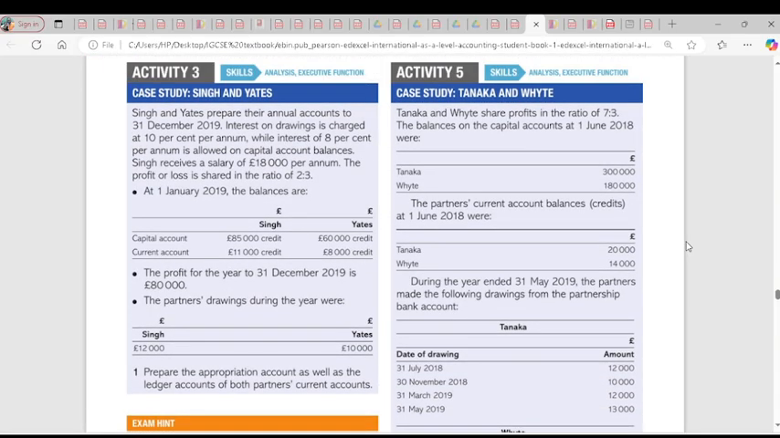It's a long one, but we did it. So Tanaka and White. Tanaka and White share profit in the ratio. You're so good, Mr. You're one of the best teachers. Thank you. 7:3.